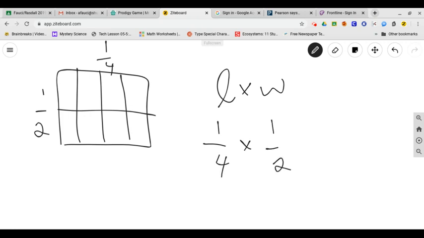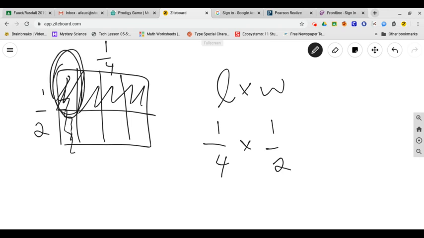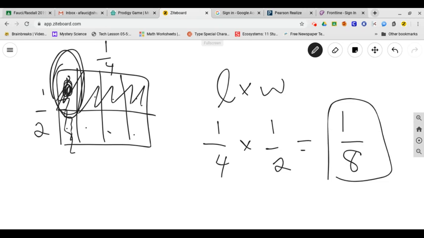Okay, but let me show you what this really means. Here, this way is 1/2, and then 1/4 would be this piece. So the only piece that has both of them in it is this one. And you can see that's 1 out of 1, 2, 3, 4, 5, 6, 7, 8. And that's our answer. 1 times 1 is 1, 4 times 2 is 8. So the picture is actually an easy way to find the answer rather quickly. But the most important thing is to remember that it is length times width to get your answer.